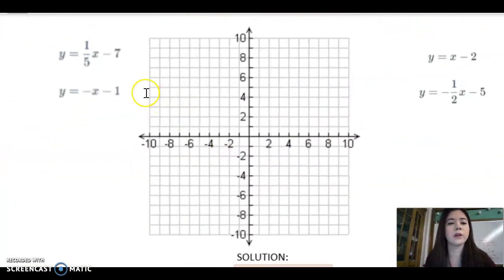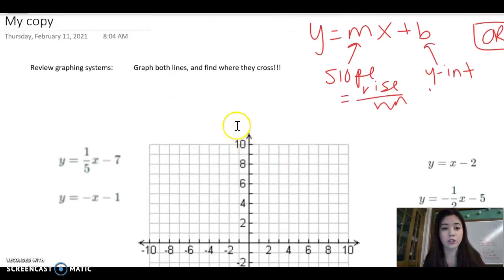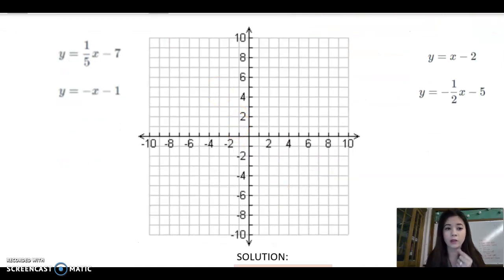Okay, so the first one. I want you to remember when we're graphing a system, if I ask you to solve by graphing, we're looking for the point where they cross, and that's our solution. We're looking for the point where both of my lines are at the same exact spot at the same time.